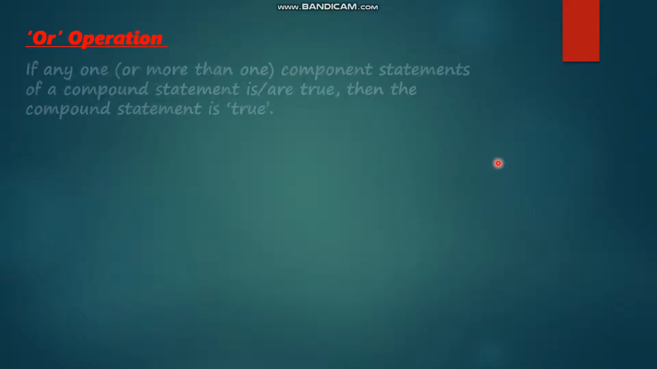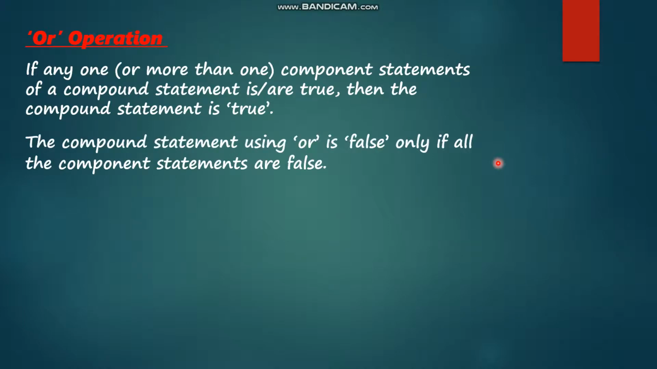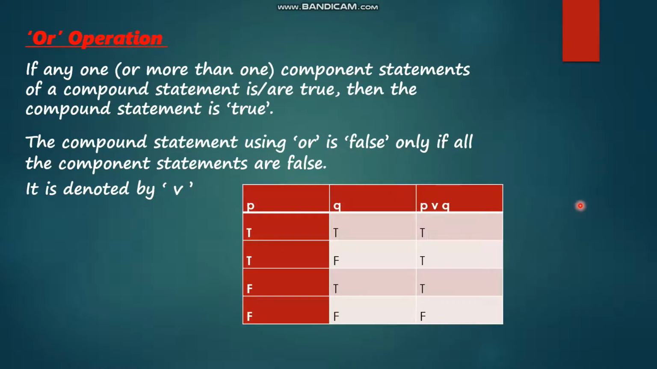The next operation is the OR operation. If any one or more than one of the component statements of a compound statement is true, then the compound statement is true. The compound statement using OR is false only if all the component statements are false. And it is denoted by the symbol reverse caret, or just like a small v.